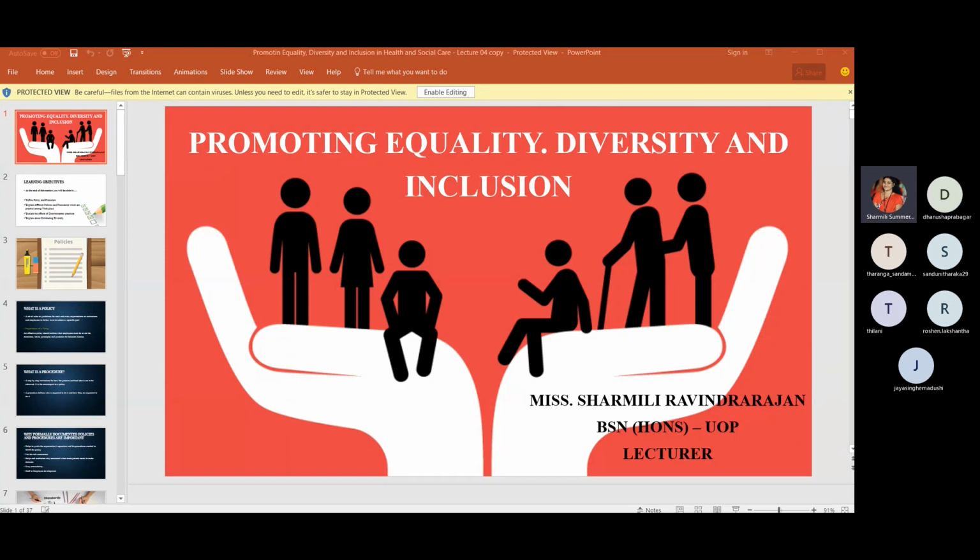So this is our fourth lecture under the module Promoting Equality, Diversity and Inclusion. In today's session, these are our learning objectives. At the end of today's session, you will be able to define what is policy and what is procedure, and what are the different policies and procedures commonly practiced in the workplace. These can be applied even in the health and social care sectors as well, but there could be some differences. And also we need to identify and explain.